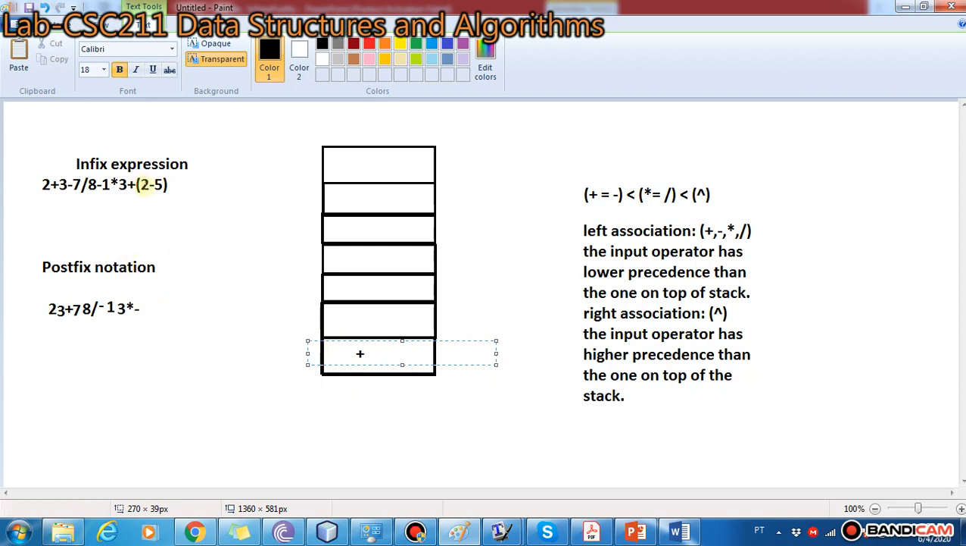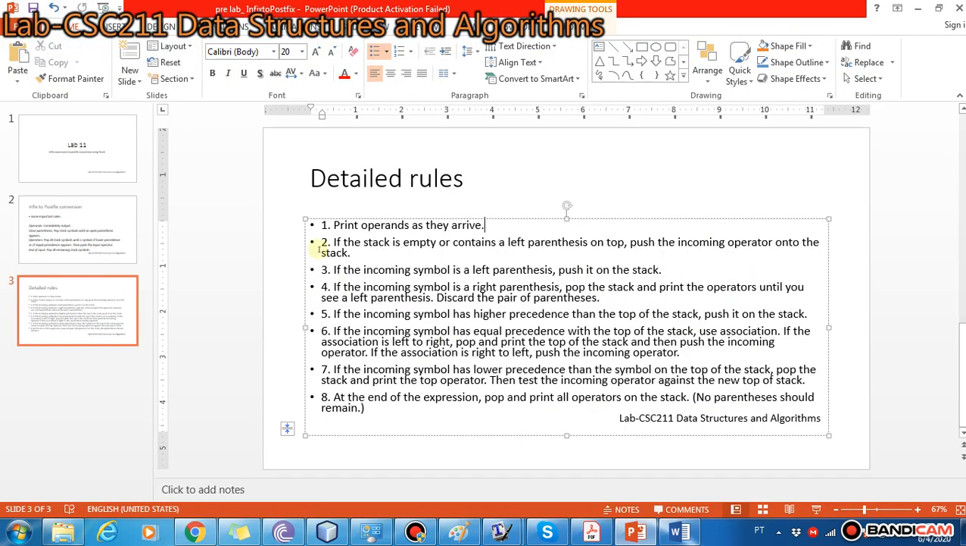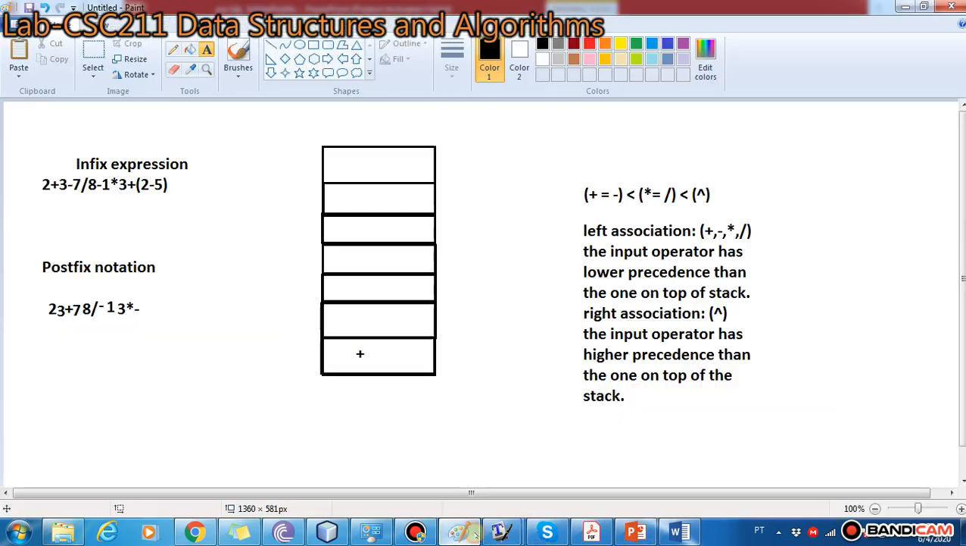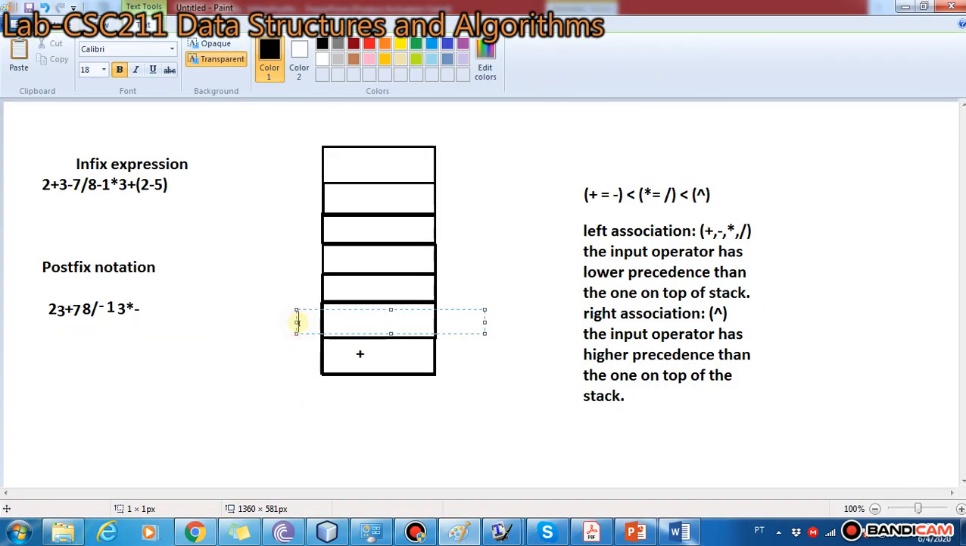Okay, so now there is a left parenthesis. As you saw here, if the incoming symbol is a left parenthesis, push it onto the top of the stack. So here we just push it onto the top of the stack. Then there is 2, which will come to the output string. Okay, then there is minus.